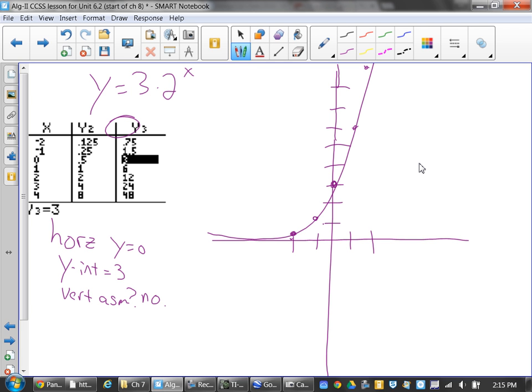What won't have vertical asymptotes? These exponential graphs. Now, what's our domain then? It's all real numbers. Okay, good. And my range for this problem? Y is greater than 0. Good.